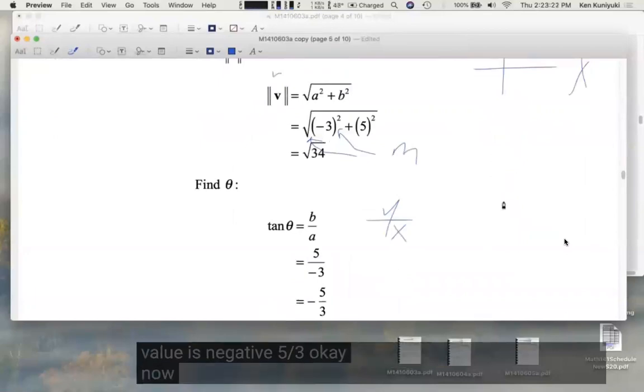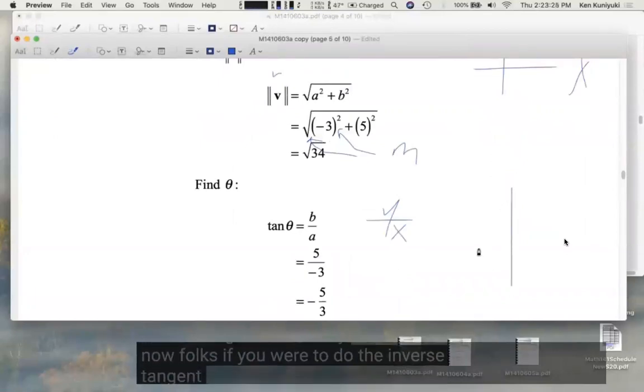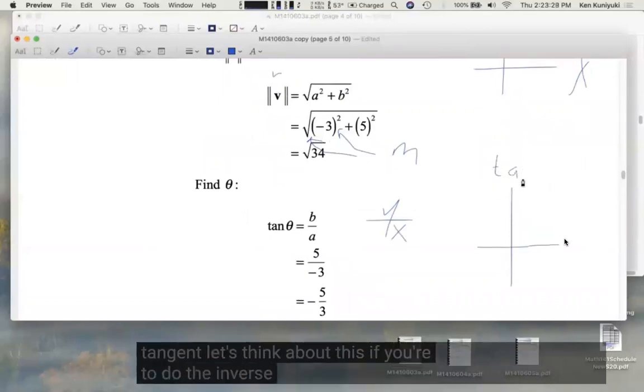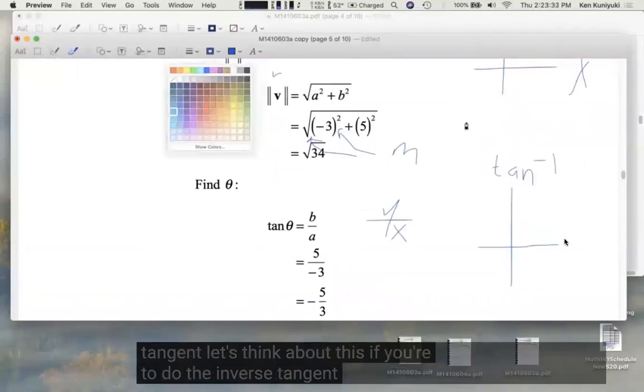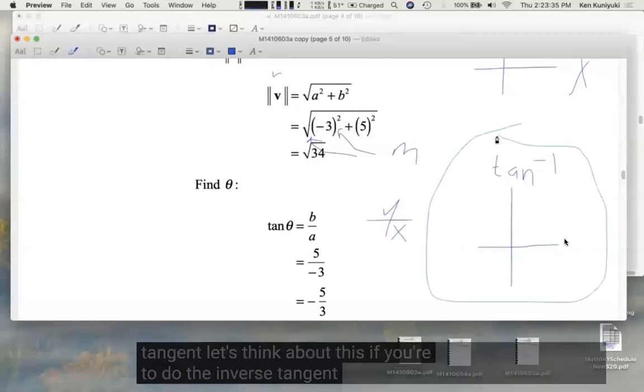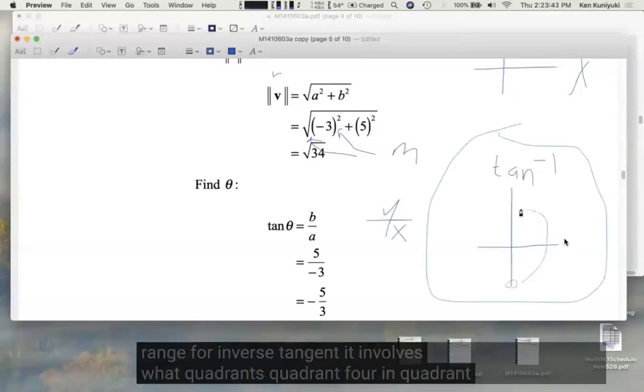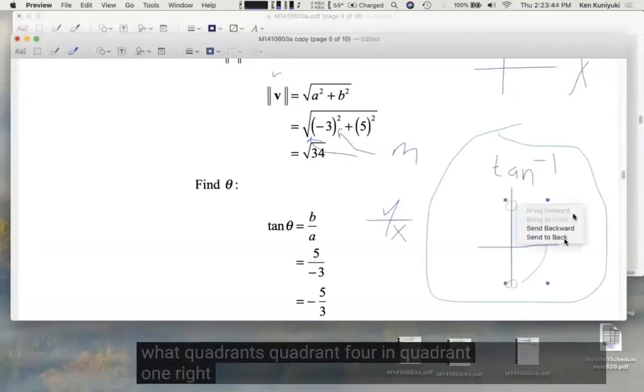Okay. Now, folks, if you were to do the inverse tangent, let's think about this. What's the range for inverse tangent? It involves what quadrants? Quadrant 4 and quadrant 1, right? This represents the range for inverse tangent.